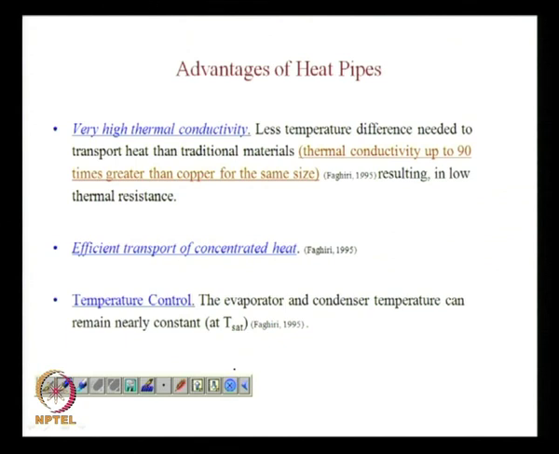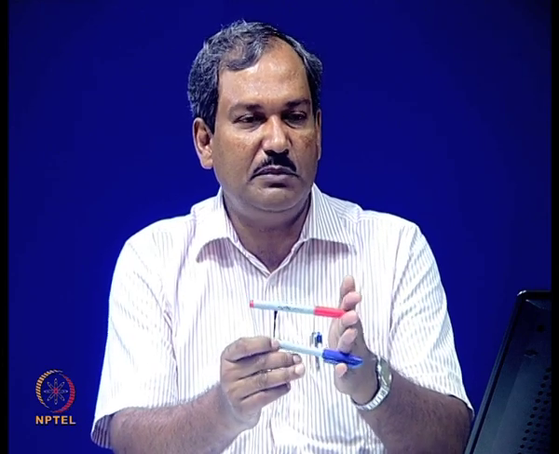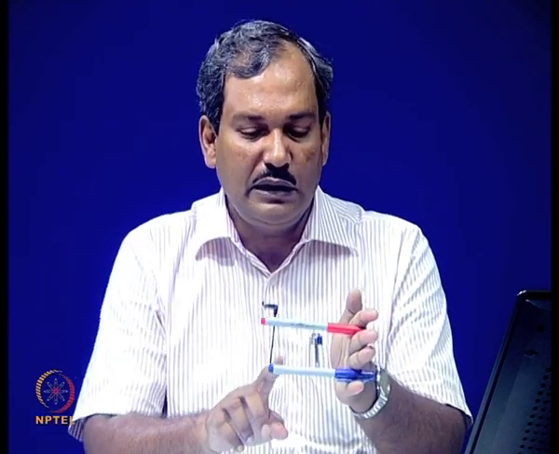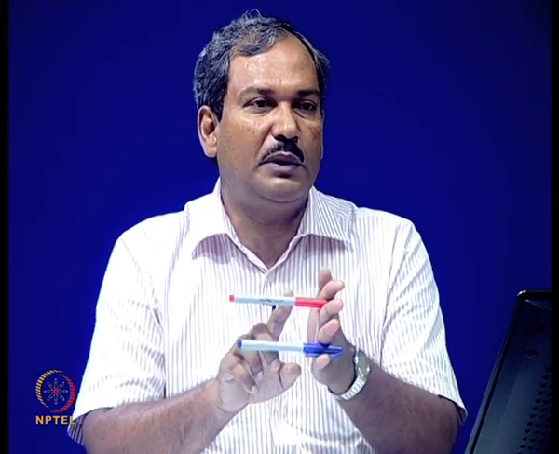The effective thermal conductivity of a heat pipe is about 2 orders of magnitude higher than a copper block of the same dimension. So, if I have a solid copper block acting as a fin and a heat pipe of the same dimension with the proper liquid, this is going to be about 100 times more effective in terms of heat transfer compared to a copper pipe.